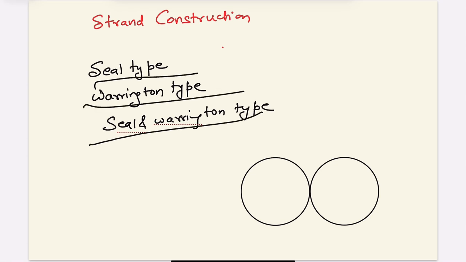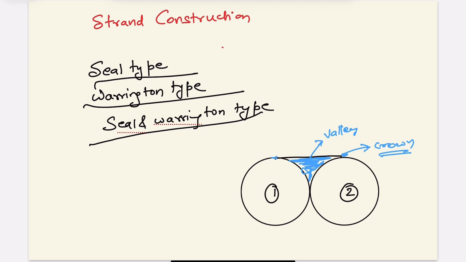Before going into the Seale type and Warrington type, first we understand if these are two wire ropes in contact, wire rope 1 and wire rope 2. Then this space I will fill with some color, this blue color. This space is called the valley, and the space above is called the crown. You must understand, the gap is called the valley and the space above is called the crown.